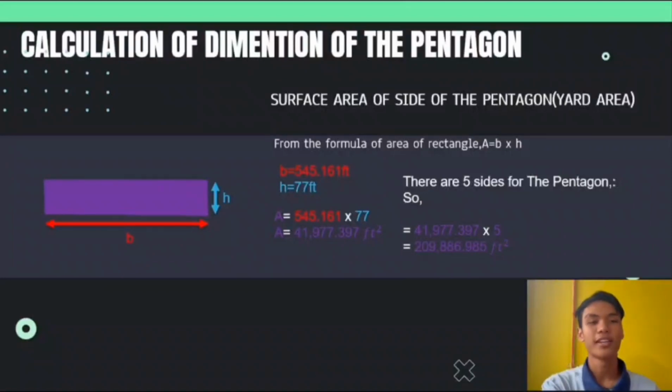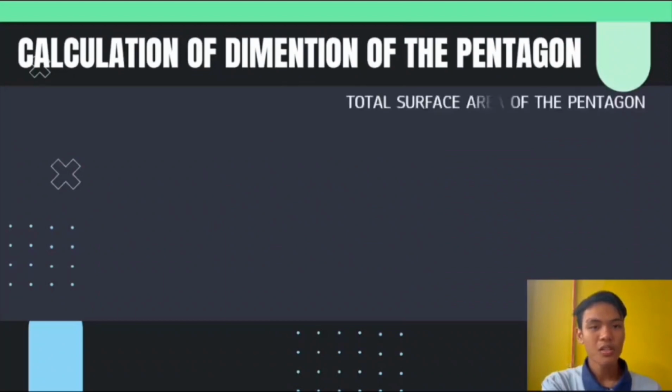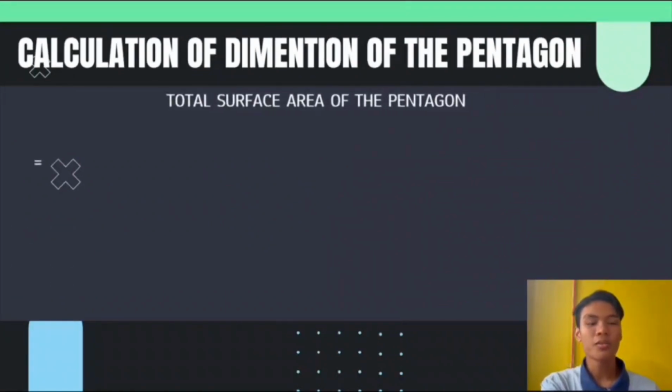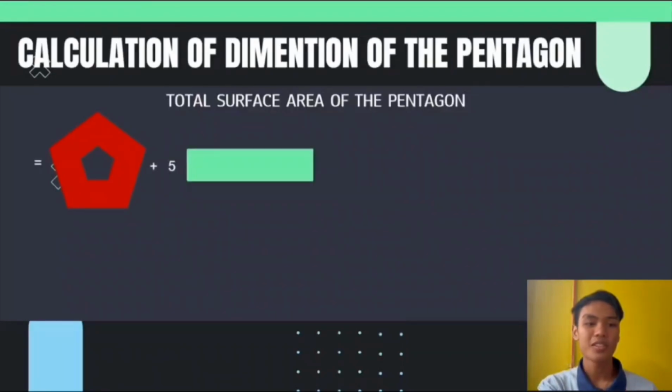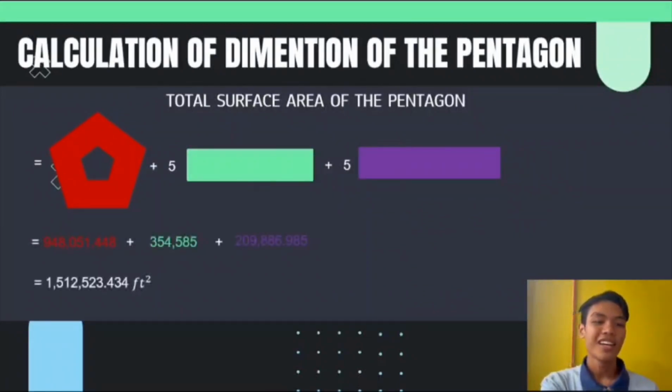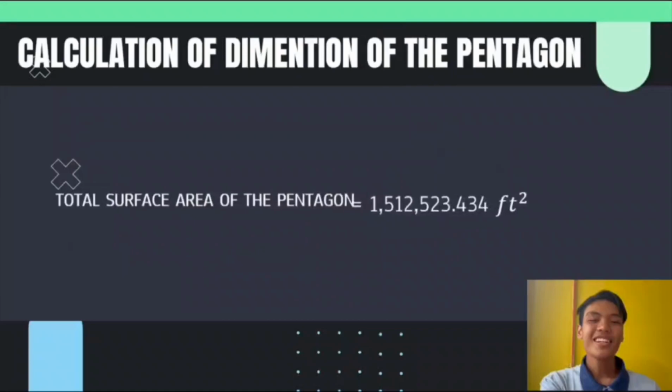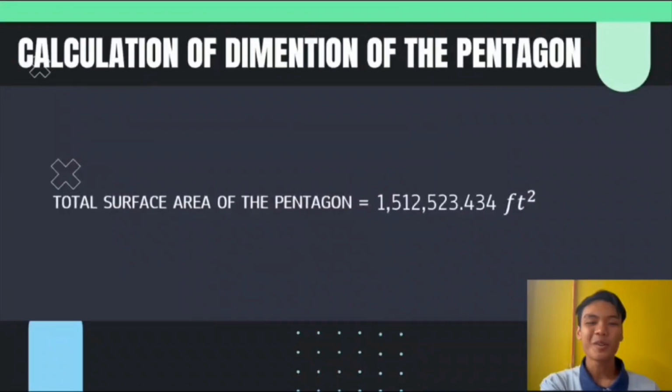209,886.985 feet square. So next, we are gonna calculate the total surface area of the pentagon. So the shaded region, the first one, plus the 5 sides outside the pentagon multiplied by 5, and inside the pentagon multiplied by 5 also. So we're gonna get 1,512,523.434 feet square. This is the total surface area of the pentagon.